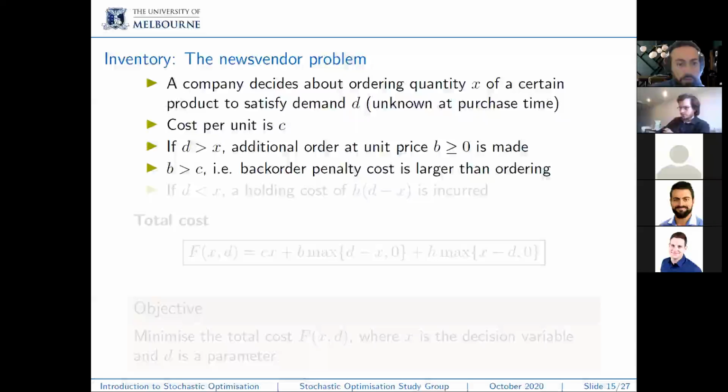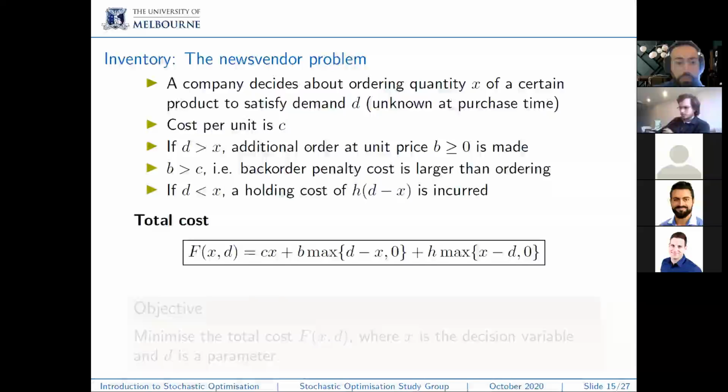Now, in the other case, it could be that the demand that you observe after you purchase is actually smaller than X, so smaller than what you ordered. And in that case, you incur a holding cost of keeping these extra items in store. This is denoted by H, and therefore the total cost for this problem is written in this form.